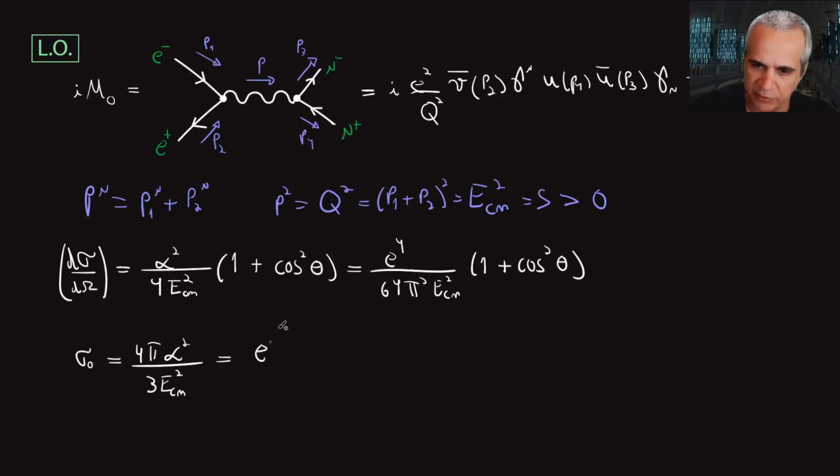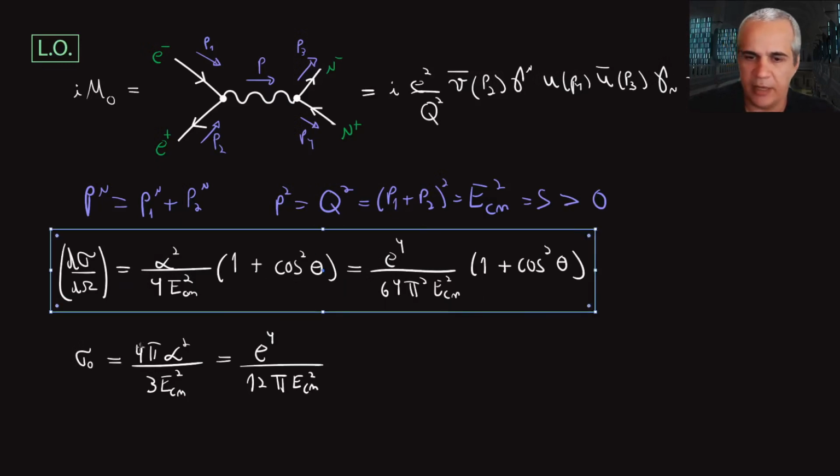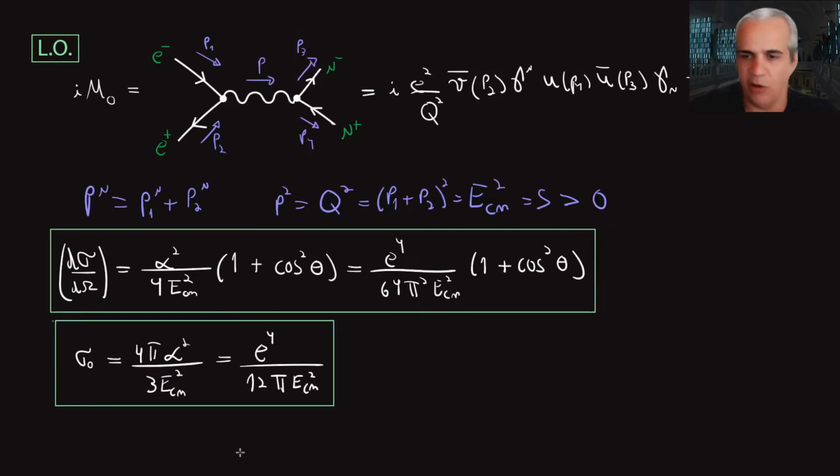Or again, in terms of the charge, it is e to the fourth over 12 pi times the center of mass energy squared, right? So these are the expressions you get at tree level. And now we want to go to loop level, since we have this whole technology that we have been developing to calculate loops in quantum field theory too, right? So we want to go beyond what we could do before, right? So now, what are the diagrams that contribute at next to leading order, right?